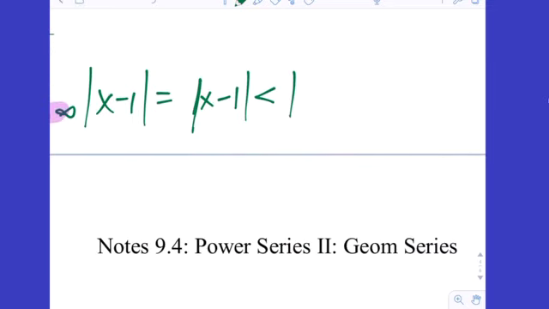So now we have it in that form that we like. It's x minus the center, and it's less than the radius. So the radius is what? It's 1 unit, right? Because it's x minus 1. 1 is our center, is less than 1.